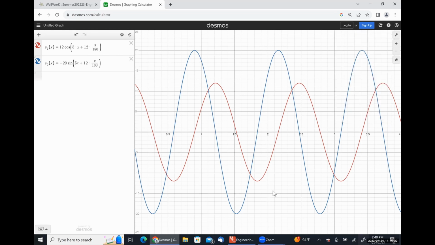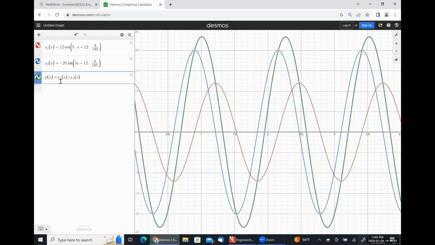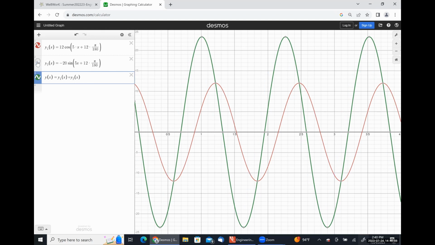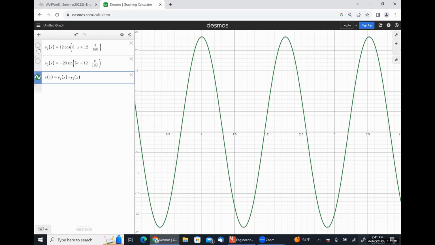All right, so I have these two sinusoidal signals plotted here. Let's see what happens when I add them together. So let's say that y is equal to y1 plus y2. And now I'm going to turn off these two. And it certainly looks like this is a single sinusoidal function, right?